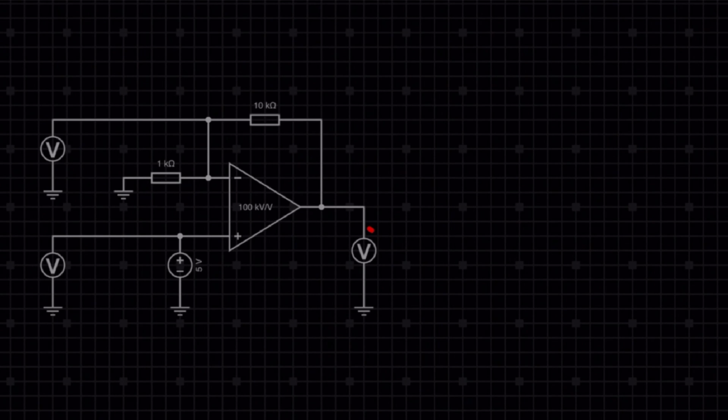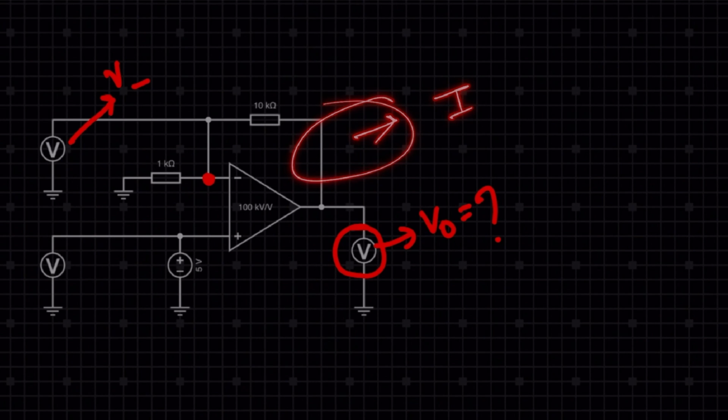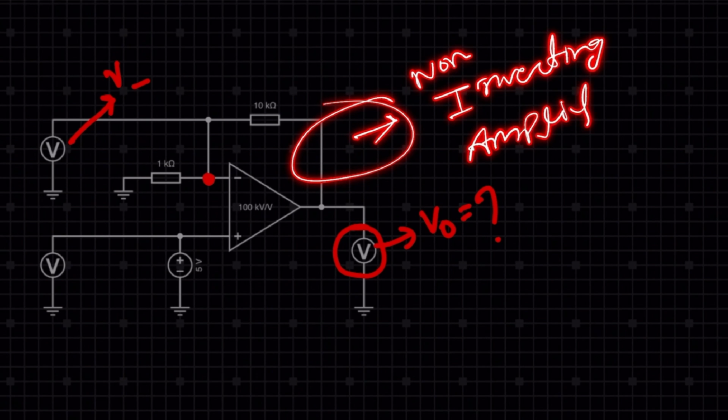So here we need to find out the value of this voltmeter, that means V0. And the other one we need to find out is this voltage, that means this voltmeter reading is the V minus. Okay, so we can see this is a non-inverting amplifier. This is a non-inverting amplifier, right?